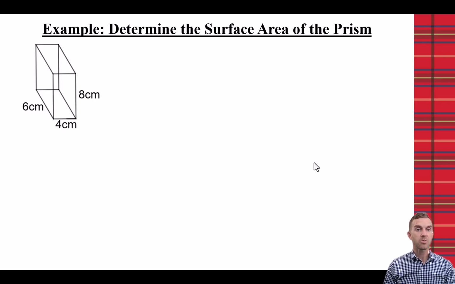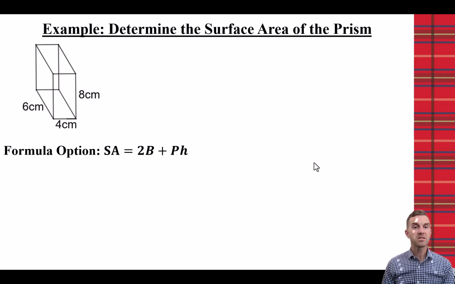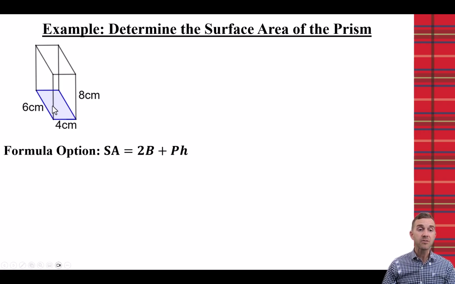Here we have a rectangular prism, and let's determine the area. If we want to find the area of this prism, we would say that it's the area of the base times 2 plus the perimeter times the height. Well, we have to first say, well, what is the base? So we would say in this case probably that it is the bottom side. It doesn't have to be, but in this case it's probably an easy one to use.